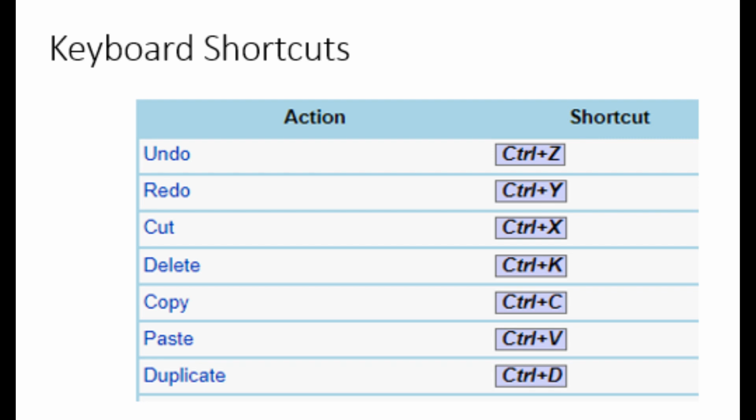When you're working in Audacity, one thing that can really speed up your work is to learn keyboard shortcuts. We've talked about a few of them already. The very common ones are undo, redo, cut, copy, paste, delete. But the more of these that you can learn, the quicker you will be able to work in Audacity. And we highly recommend it.